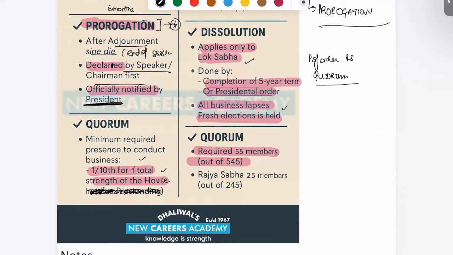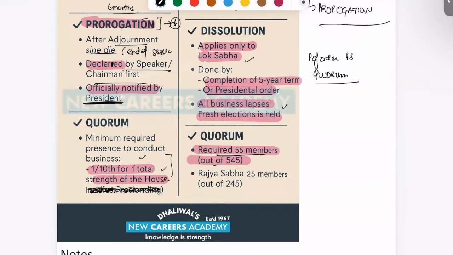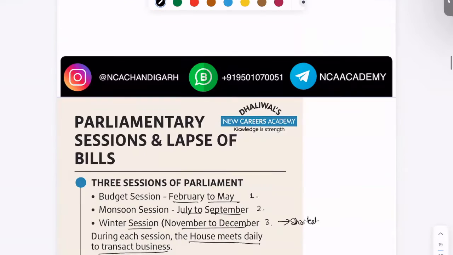सबसे पहले बजट, फिर क्या है? विंटर, फिर क्या आएगा? Quorum. Minimum strength required, 110. Quorum is the minimum strength required.